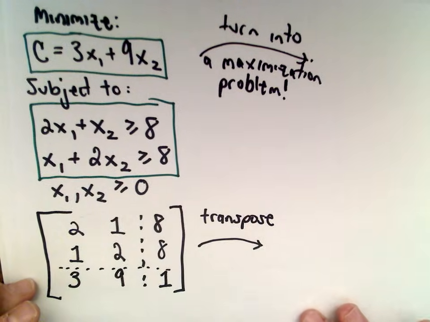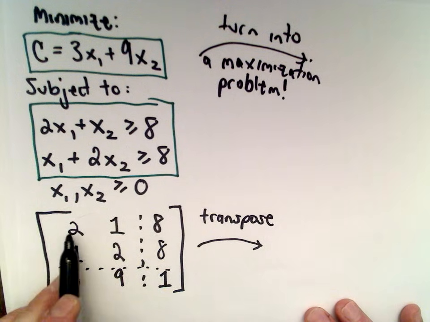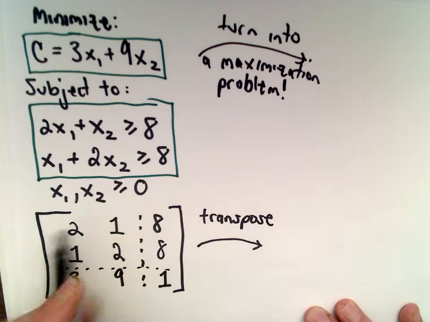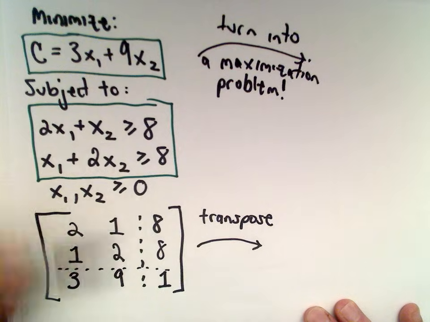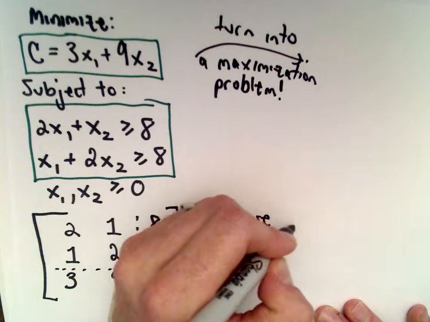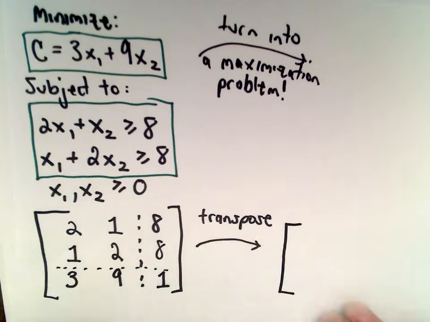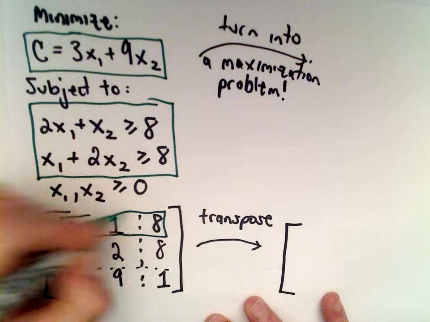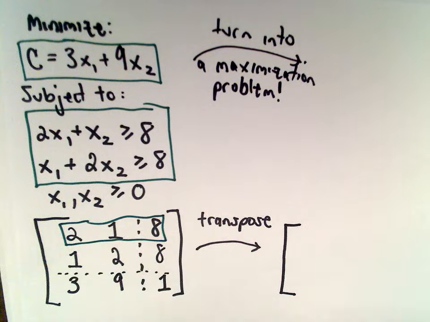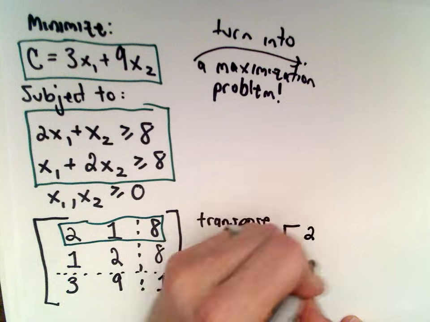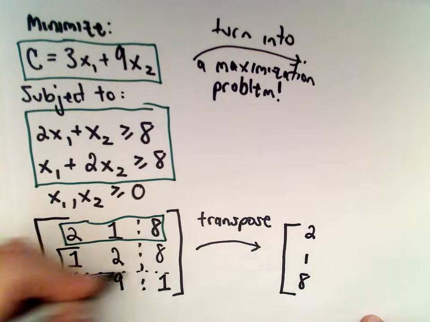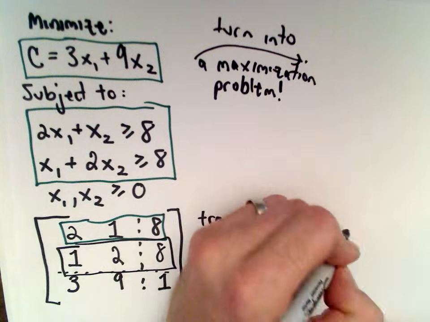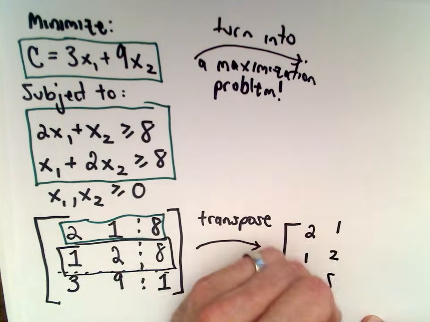And what you do when you find the transpose is the original rows, row 1, row 2, row 3, are going to turn into columns: column 1, column 2, column 3. So let's take a look here. My first row had the numbers 2, 1, and 8. That's going to be my first column, 2, 1, and 8. I do the same thing with the second row. Then I've got 1, 2, and 8, so that's going to be 1, 2, and 8.